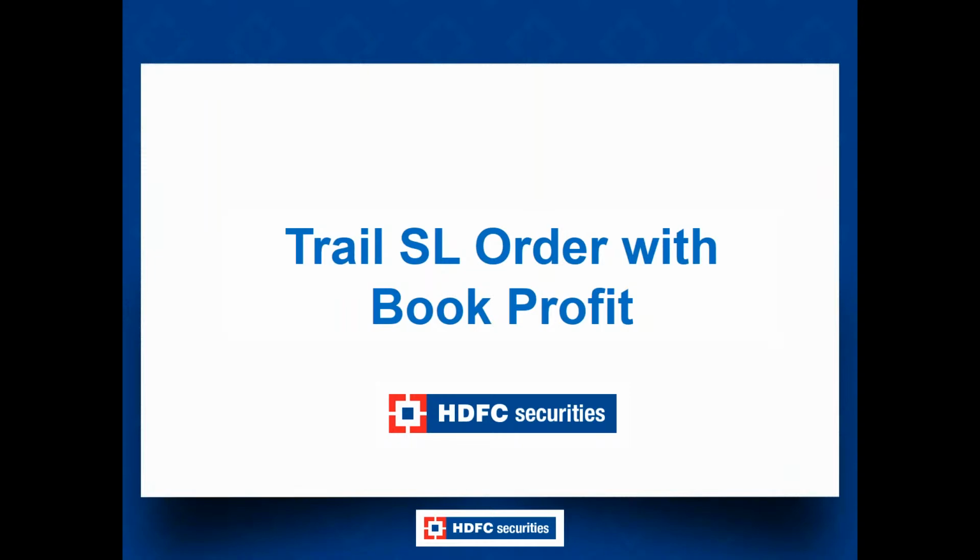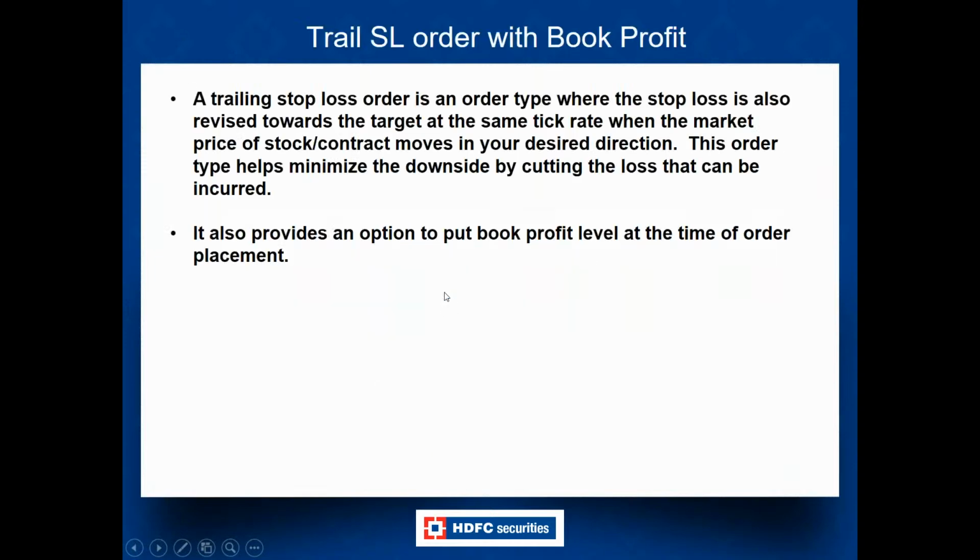But through this trailing stop loss order with book profit order type, you will be able to place both your stop loss order and a book profit order in one single order panel. So how? Let us understand. A trailing stop loss order is an order type where the stop loss is also revised towards the target at the same tick rate when the market price of the stock or contract moves in your desired direction.